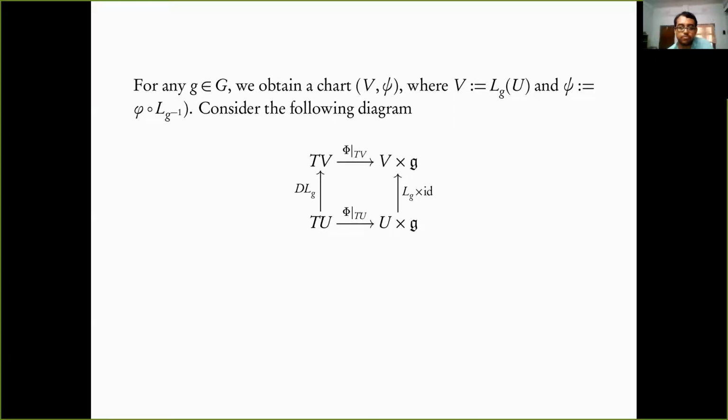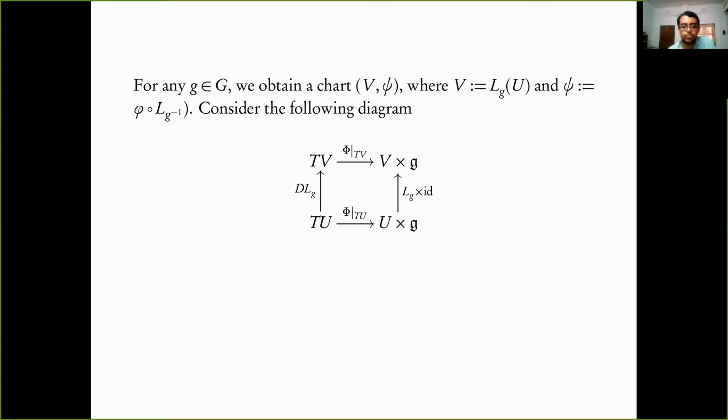Okay. So now, as you might expect from a lot of these things, there is some diagram that inherently presents itself, whether you like it or not. It's this diagram. So you have the map capital P restricted to TV, map capital P restricted to TU, and you have two vertical arrows. The left one we have already seen, it's the linearization of L g. Since U maps to V, dL g maps TU to TV. And the right one is L g cross identity. So it's just mapping U to V under the left multiplication, and the Lie algebra is just the same.